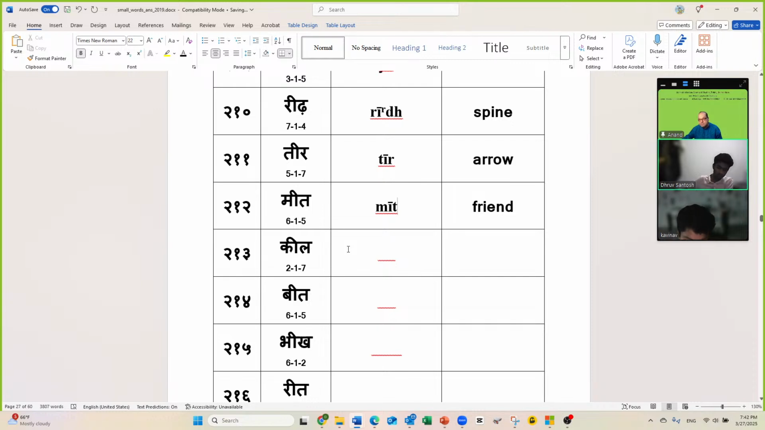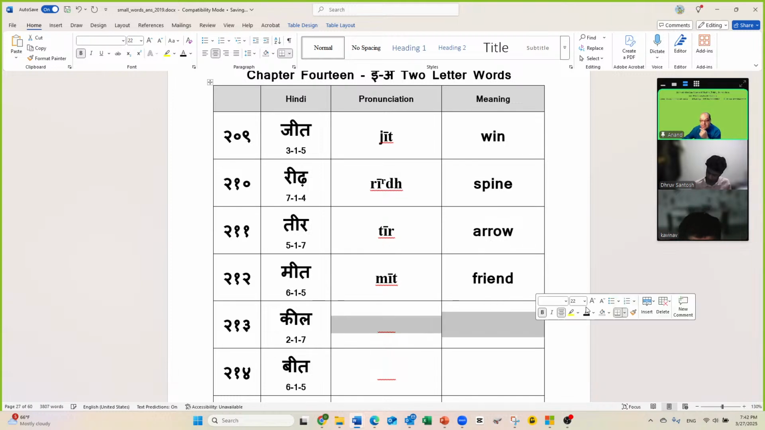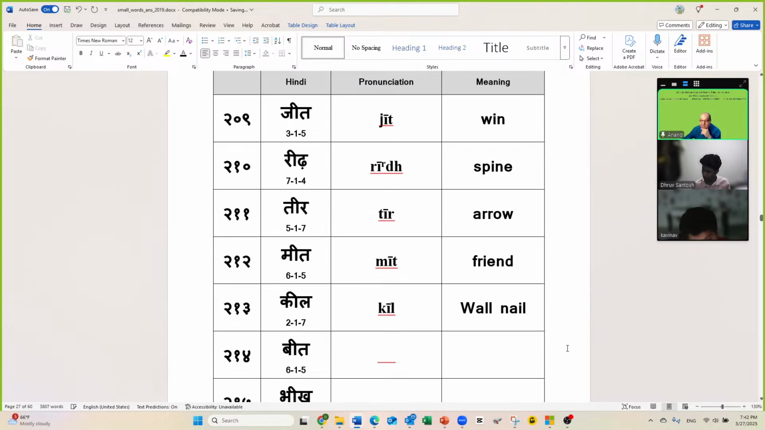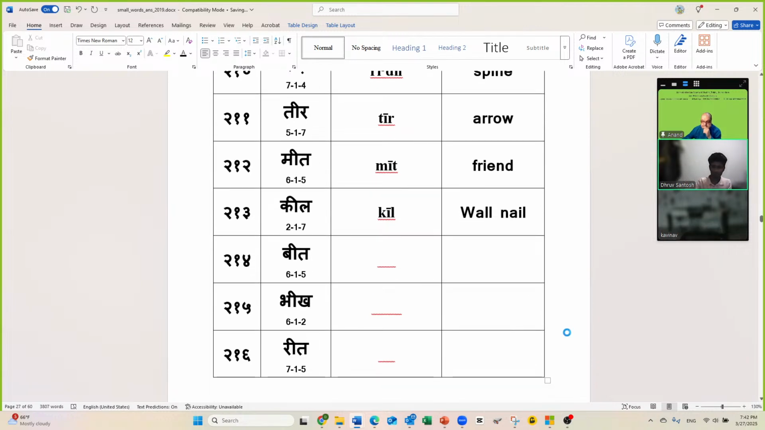Keel. Not kill. It's not a short matra. Keel. Do you see the longer sound? And keel is a nail which you put on the wall. A nail which you hit into the wall. That is keel. Not the nail on your finger. This is the nail which you put in the wall. That's why I said wall nail.